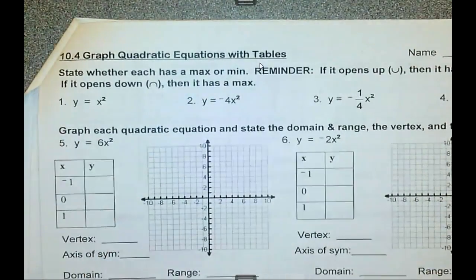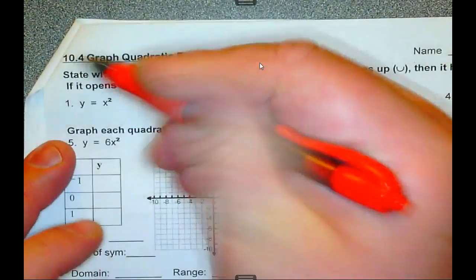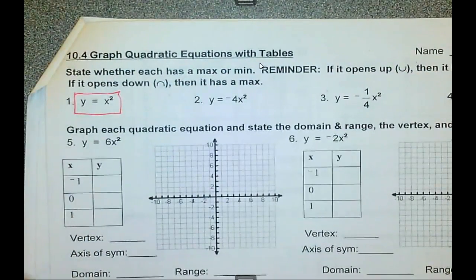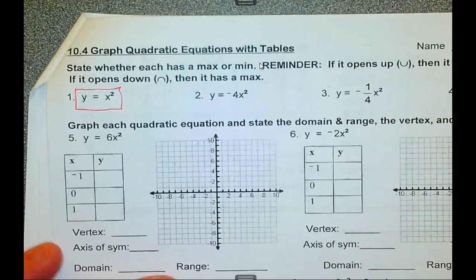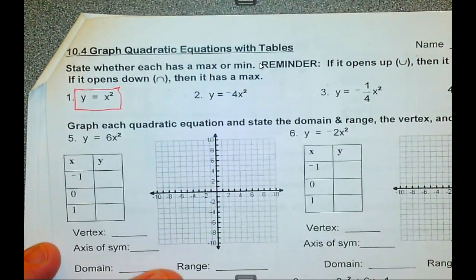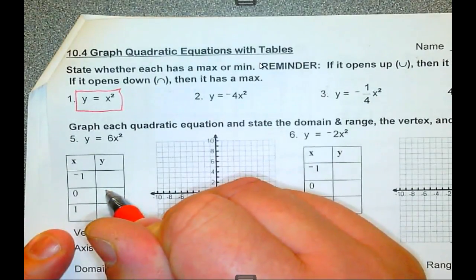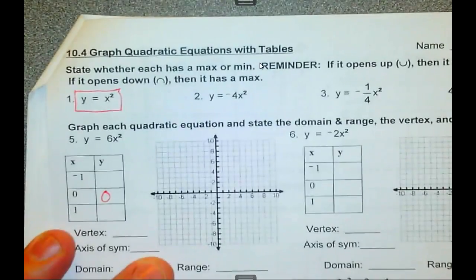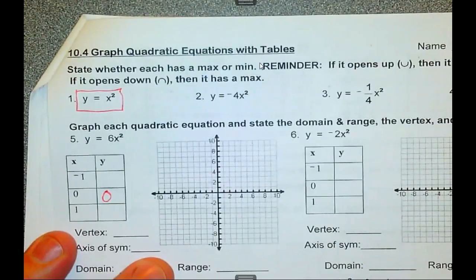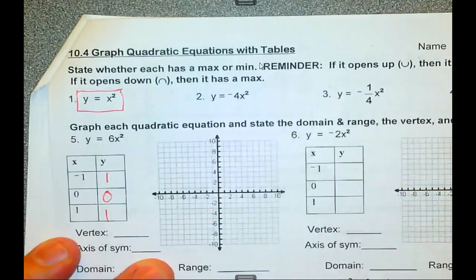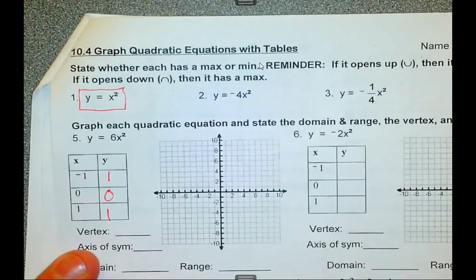By the way, this is our parent function, isn't it? Y equals x squared. That's our parent quadratic function. You should know this off the top of your head. My vertex is at, well, if I plug in 0 for x, y is going to be 0. Plug in -1 for x, -1 squared is 1. So there's my 3 points.